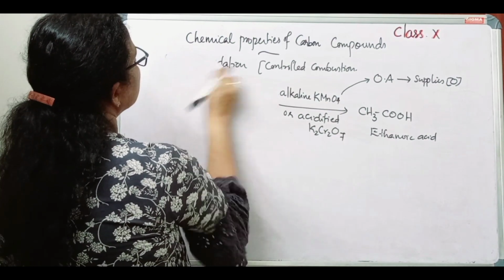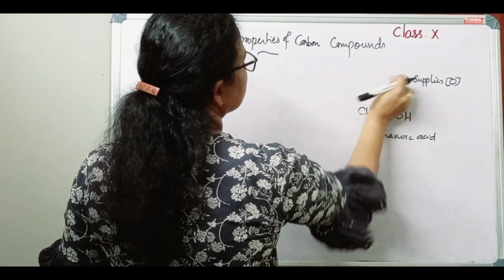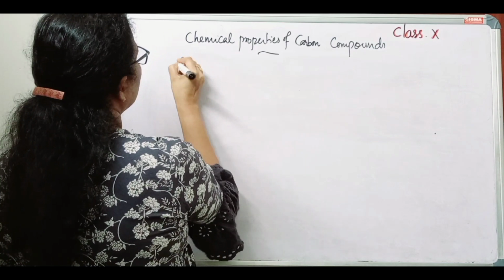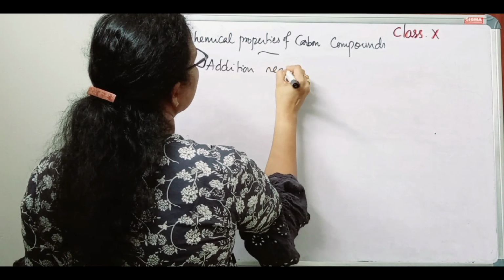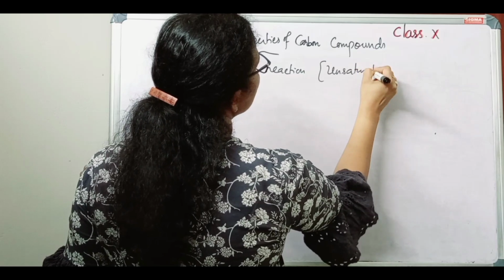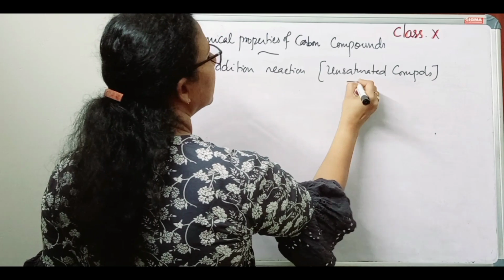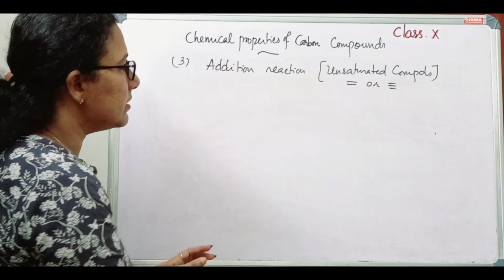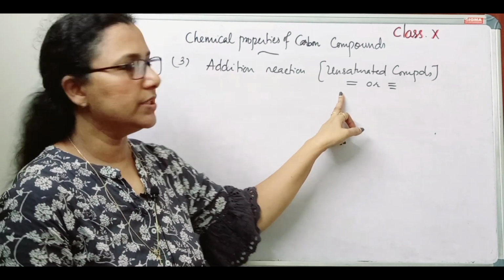Then comes the third one, that is addition reaction. Addition reaction is for unsaturated compounds. Unsaturated means either a double bond or a triple bond. So if there are multiple bonds, that is an unsaturated compound, and those compounds will undergo addition reaction.